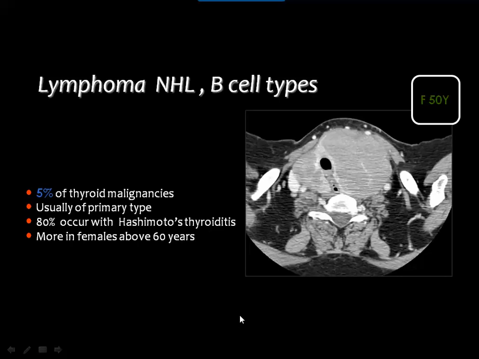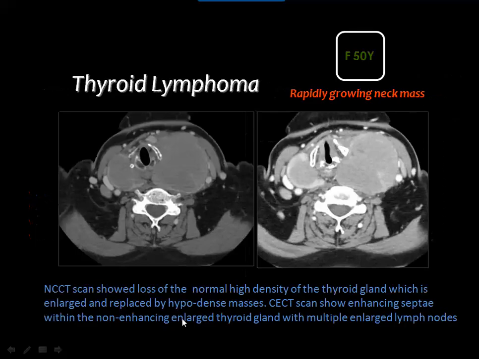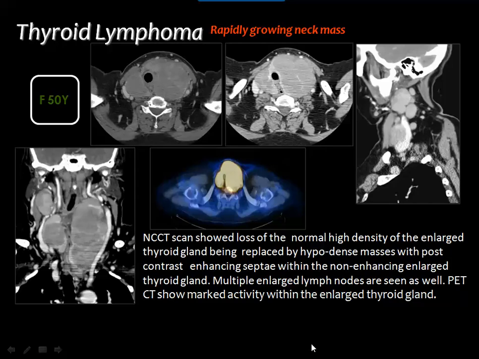Then lymphoma is one of the lesions that can occur in the thyroid gland. It represents about 5% of the thyroid malignancies and is usually a primary lymphoma. It may occur on top of Hashimoto thyroiditis, as I have mentioned. Then the imaging findings are once more non-specific. You see mass affecting both thyroid lobes, and the affection may be symmetric or asymmetric. The enhancement is usually homogeneous with no areas of breakdown or calcification.